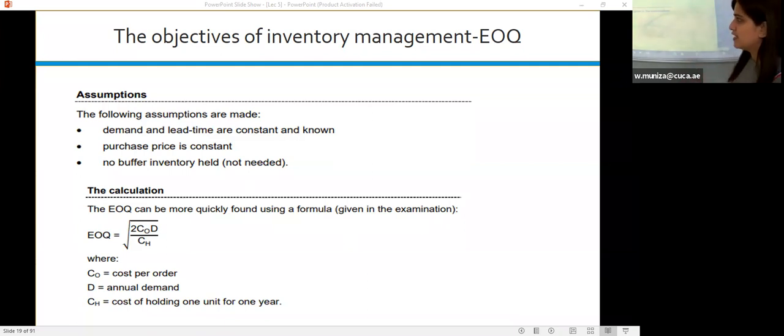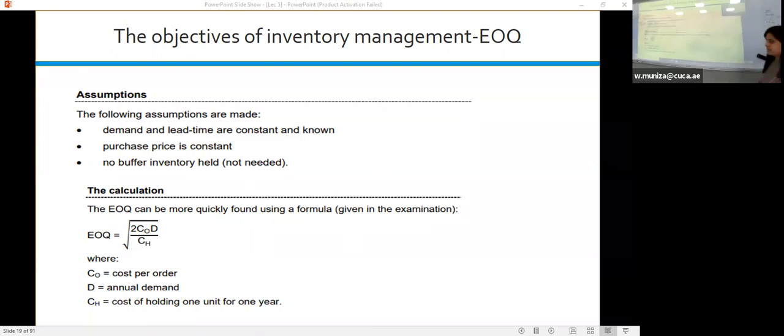So what is the formula of EOQ? Under root 2 CO D divided by CH, where CO is cost per order, D is annual demand, and CH is cost of holding one unit for 1 year. This formula will be given to you in the exam. Okay, in the formula sheet, this is going to be given to you in exam.